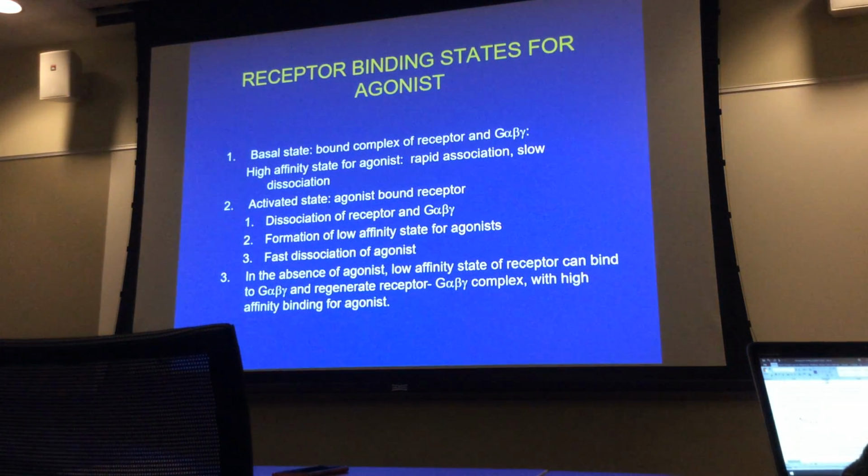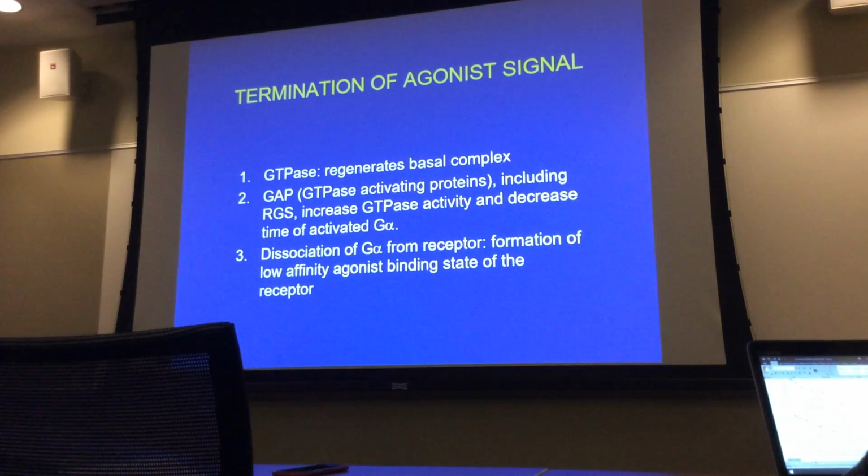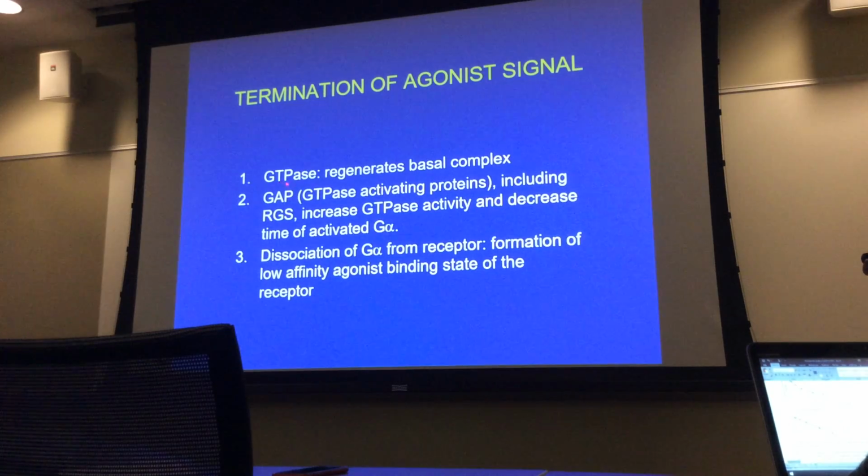So this, once again, is a summary slide that tells you exactly what I just said. Basal state is the bound complex: high affinity state for agonist, rapid association, slow dissociation. Activated state is the agonist-bound receptor. You dissociate the receptor and the G protein trimer. You get a low affinity state for agonist, with a fast dissociation rate of agonist. And I'll skip number 3. Critical to this is GTPase. GTPase, of course, is the component of the G alpha subunit that regenerates the basal complex, so it hydrolyzes GTP to GDP and terminates the entire signal.